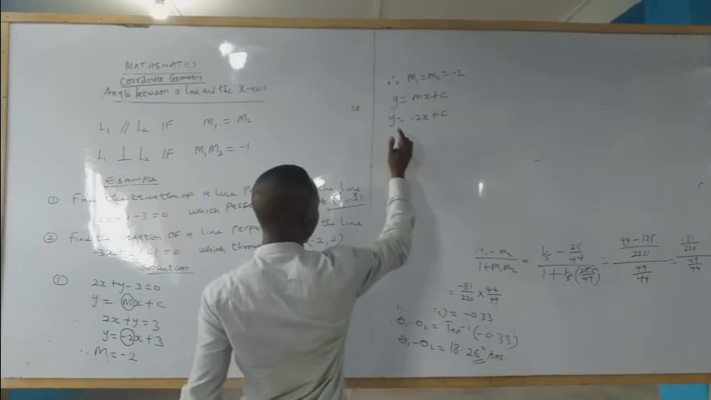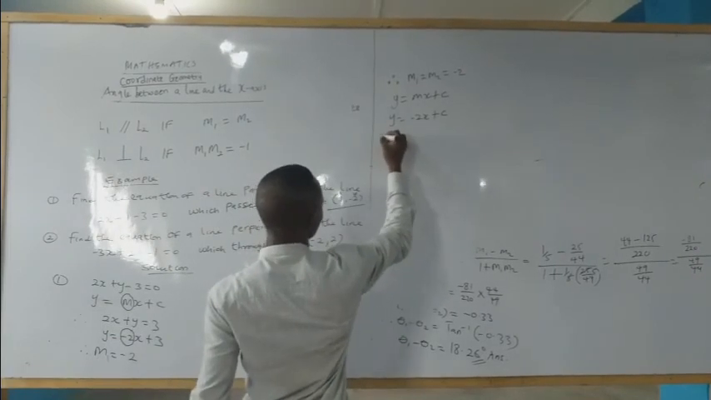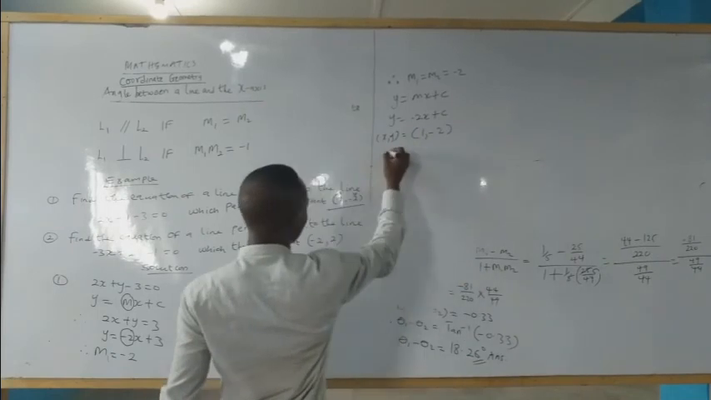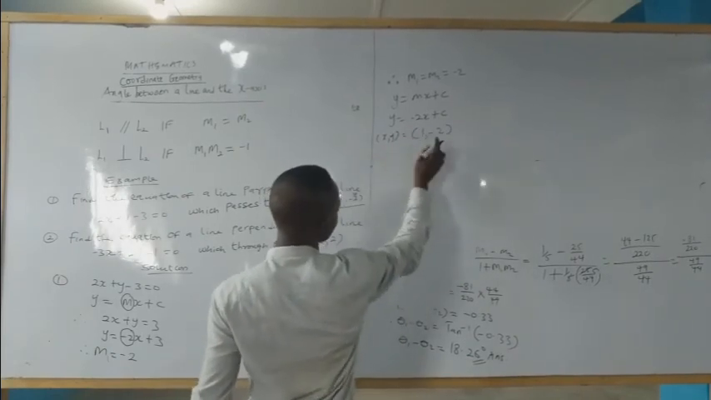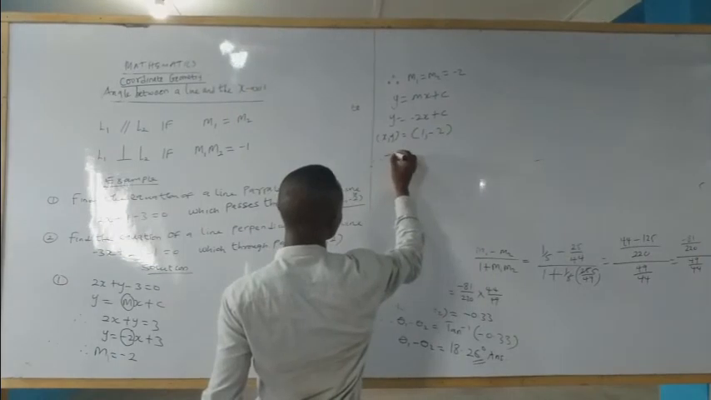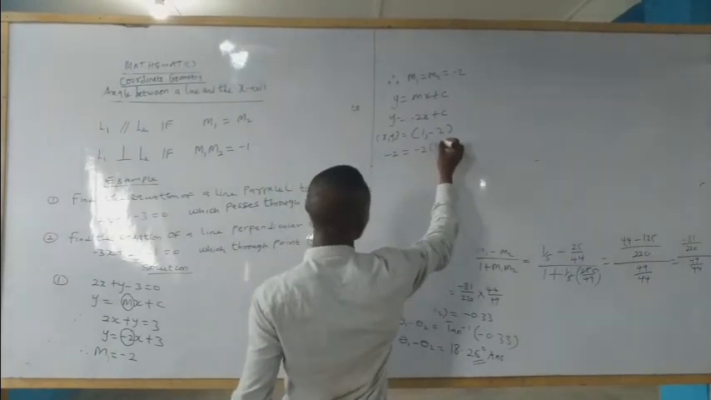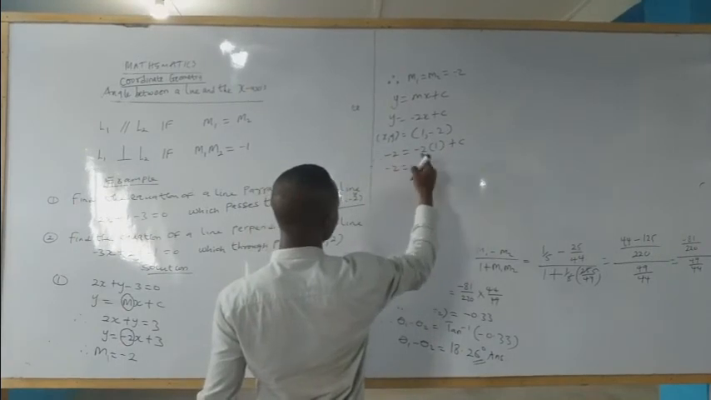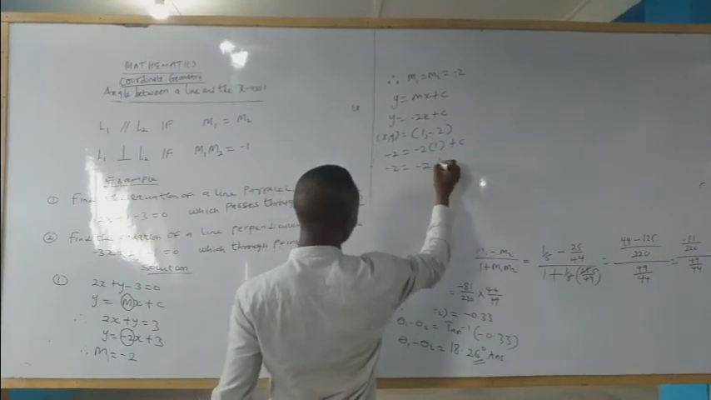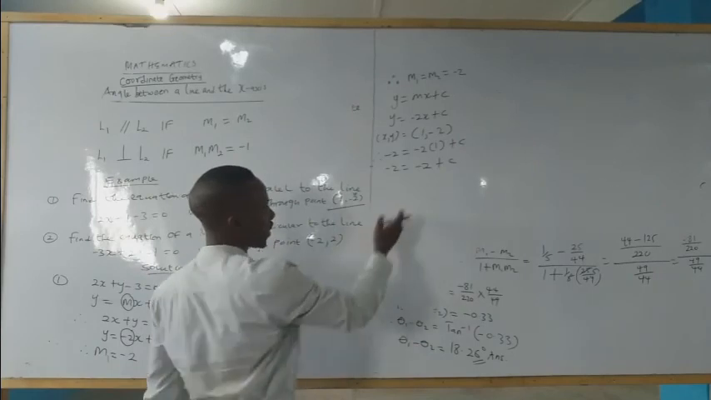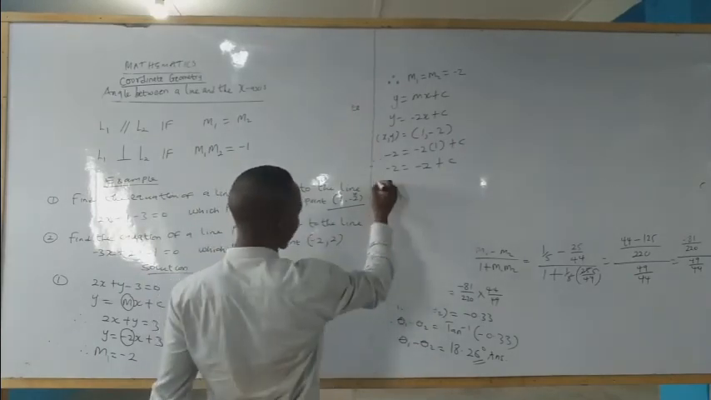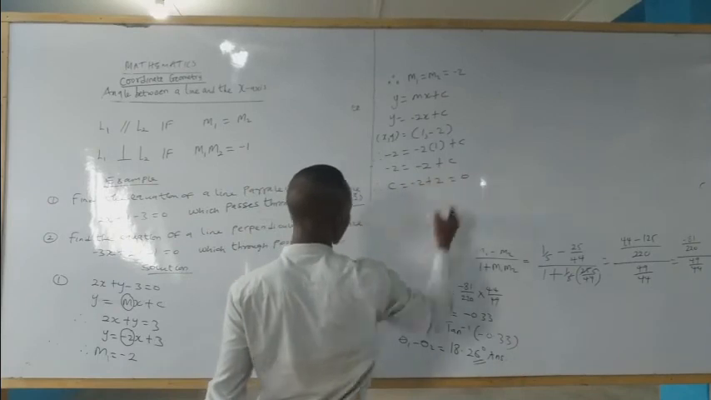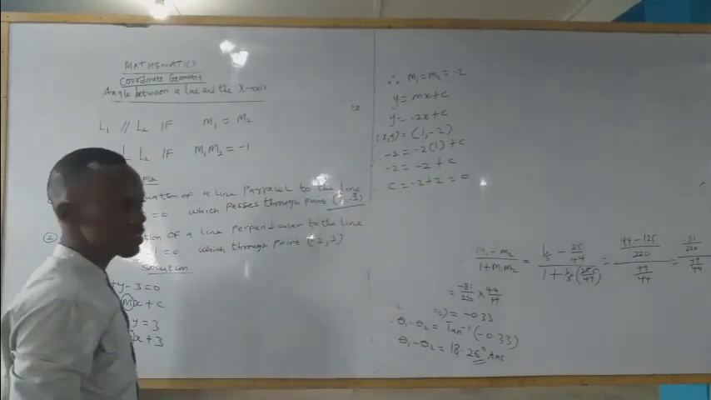So from here, x, y is equal to 1, minus 2. So I'm substituting for y now. y is minus 2, x is 1. So minus 2 is equal to minus 2 times 1, which is minus 2, plus c. Then I'm finding c. Therefore c is equal to minus 2 plus 2, which is equal to what? 0. So our c is 0.